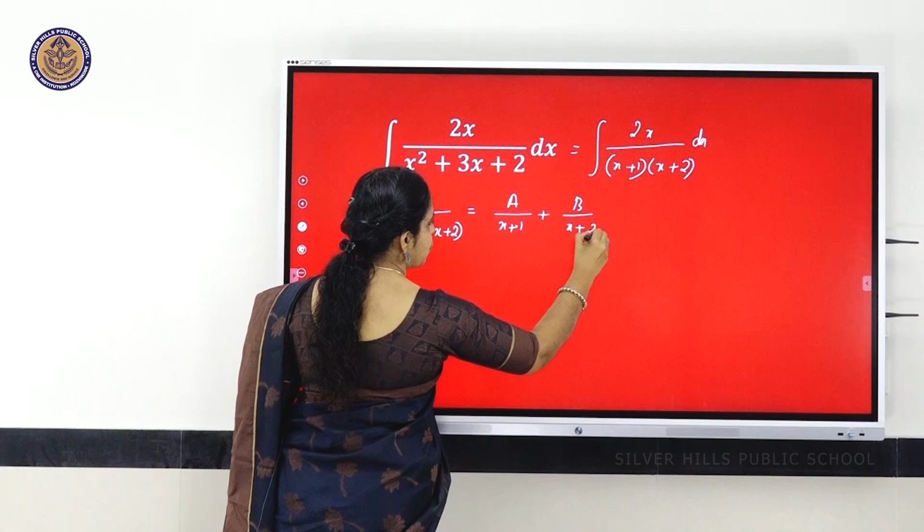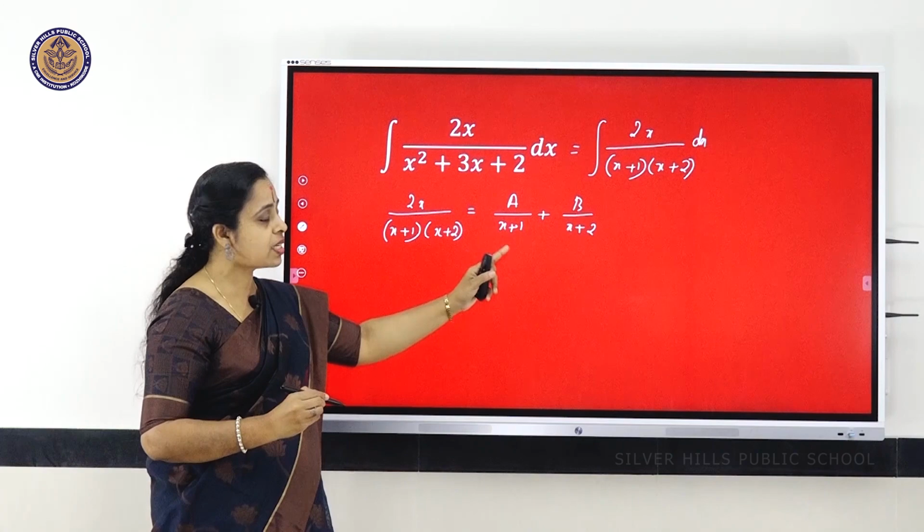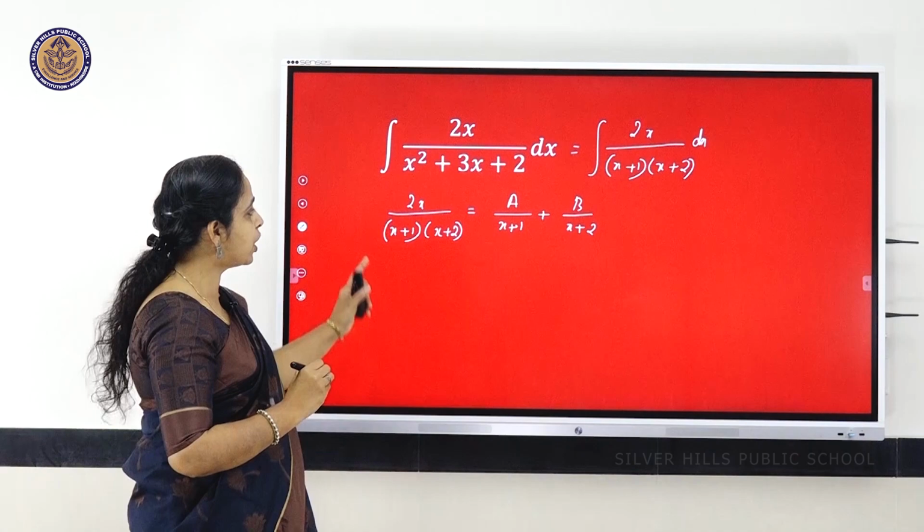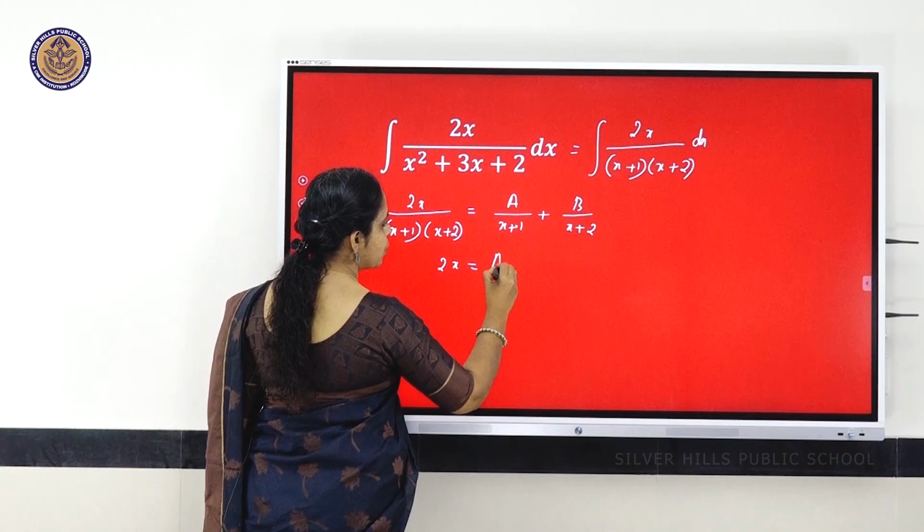As before, we will take the LCM so that numerators will become different and denominators will become same. So equating, when the denominators are same, we can cancel them both sides. So equating numerators, 2x equal to a into (x plus 2) plus b into (x plus 1).